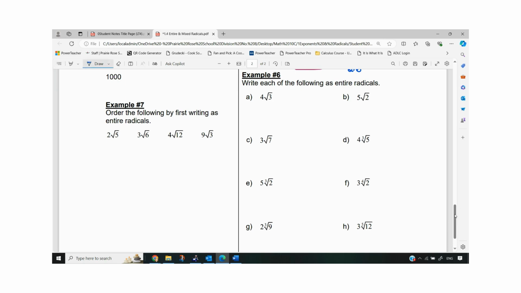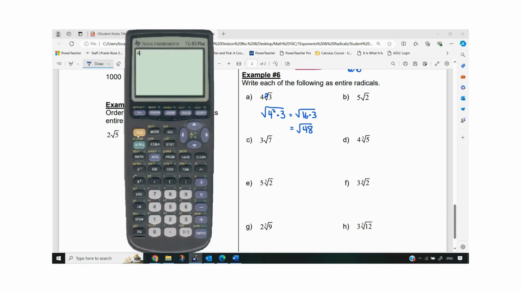So in this case, my index is 2. So in order to put that 4 back underneath the radical sign, I need to raise it to the exponent 2. So it would look like this. 4 to the exponent of 2 times 3. Now 4 squared is 16, so 16 times 3, which is 48. And once again, I can check that on my calculator. 4 root 3 should give me the same decimal as the square root of 48, and it does.